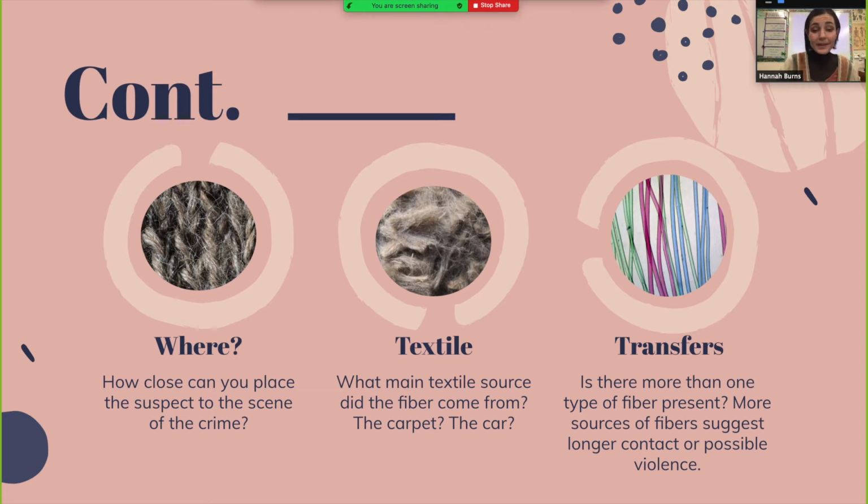The textile, what was the main textile source, where the fiber came from? Is it from the carpet? Is it from the car? Transfer, is there more than one type of fiber present? Is it just a fiber from a cardigan, or is it a fiber from a cardigan and maybe from my sock and from my carpet? So more sources of fiber also suggest longer contact or possible violence, just like the higher number of fibers as well.